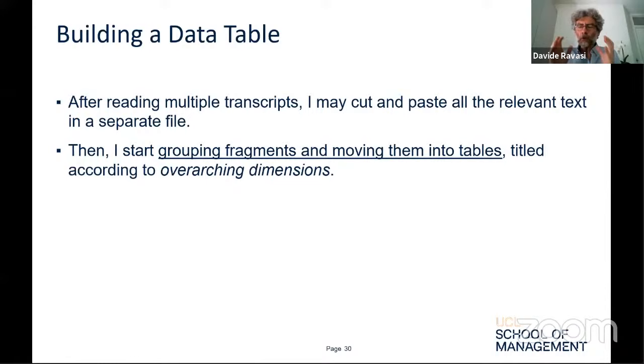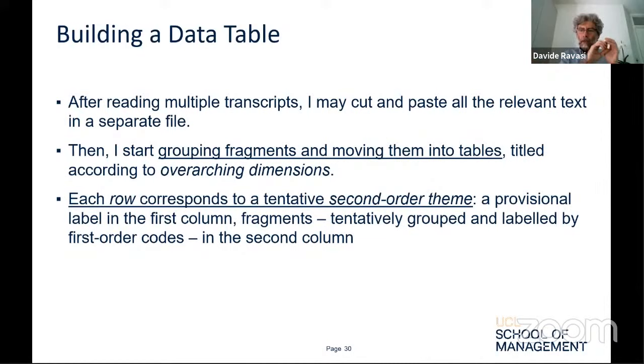And usually I tend to have separate tables for these broader overarching dimensions that seem to be emerging. So you can see that at this stage, I intuitively have some ideas about what the big themes are, the bigger, broader themes. It may change, but it's a way to start organizing things. And then in each table, I have rows for second order themes. In these rows, I have a first column with a label and a definition. And then in the second column, I gather all the fragments grouped by first order codes. And this is how I try to make gradual sense of the meanings that are in the data.